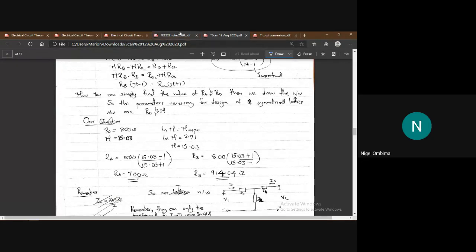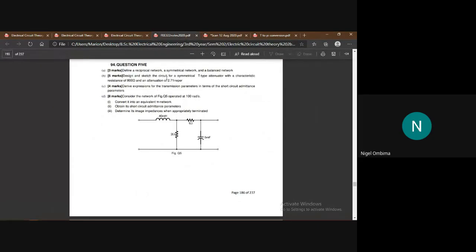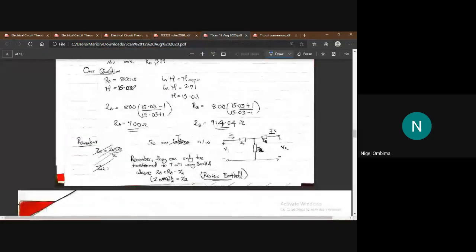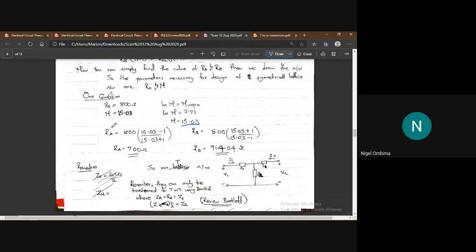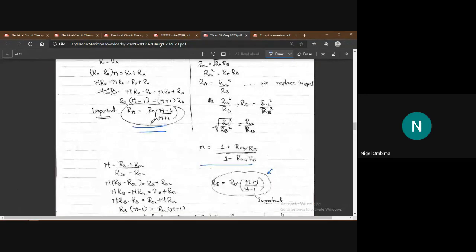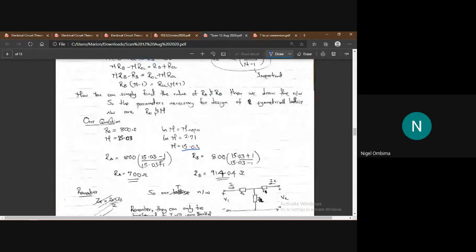So our question, type attenuator with characteristic resistance ROL 800 and attenuation of 2.71 NEPA. So ROL is this, attenuation is 15.03. I converted it because ln of n is equals to n NEPA. So n, nikapata 15.03. So substituting this to get RA, it's from this formula that I told you guys was important. You just replace RO and N, then you get 700 ohms.